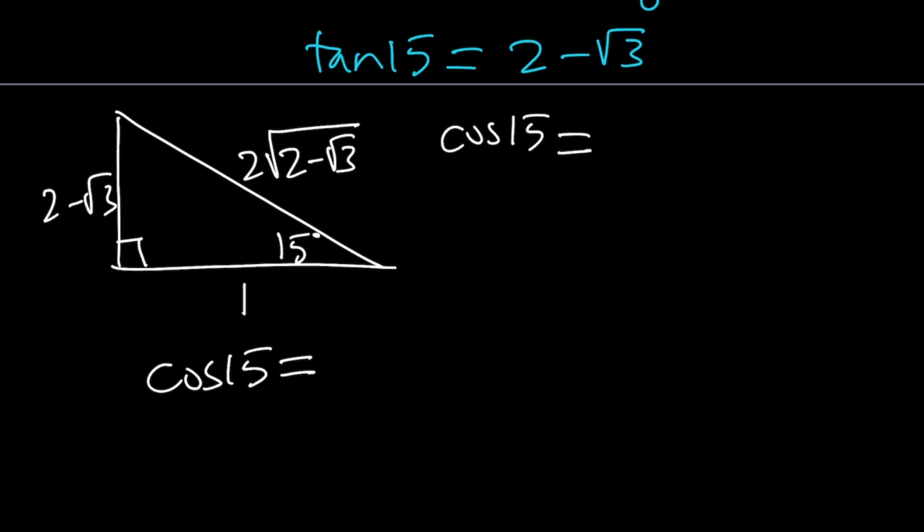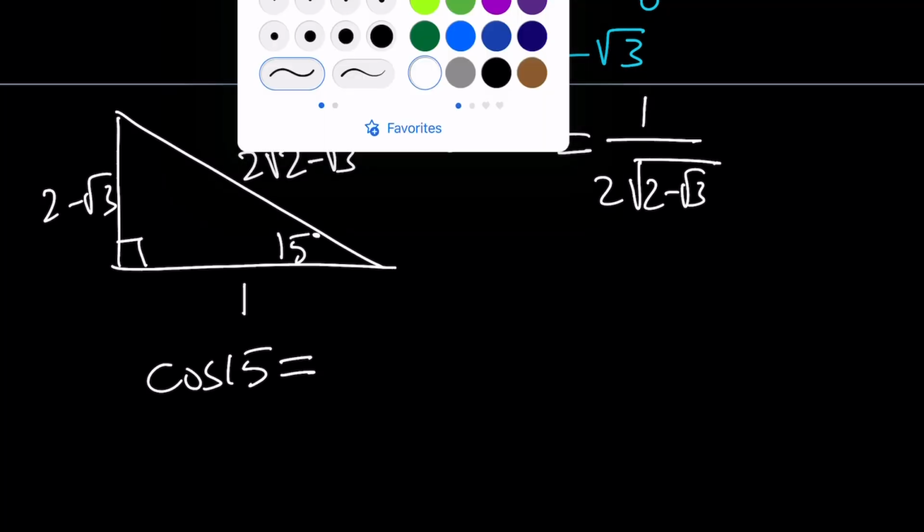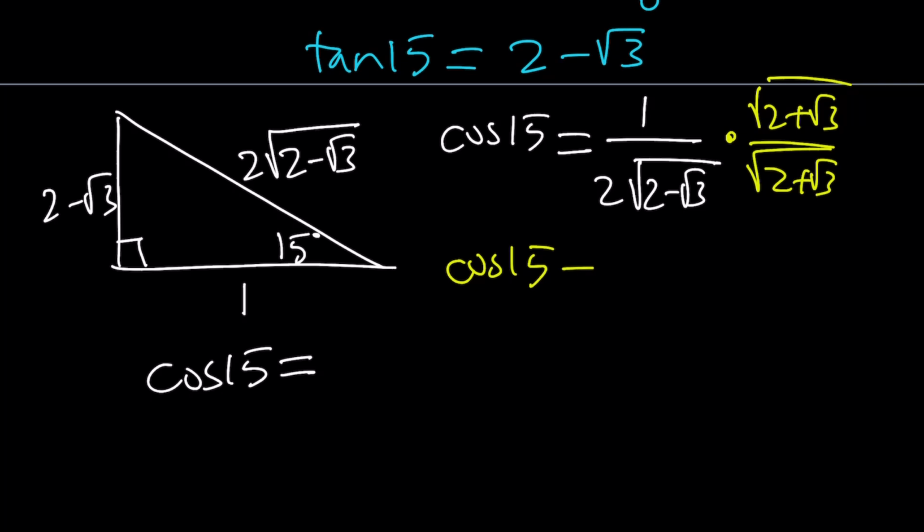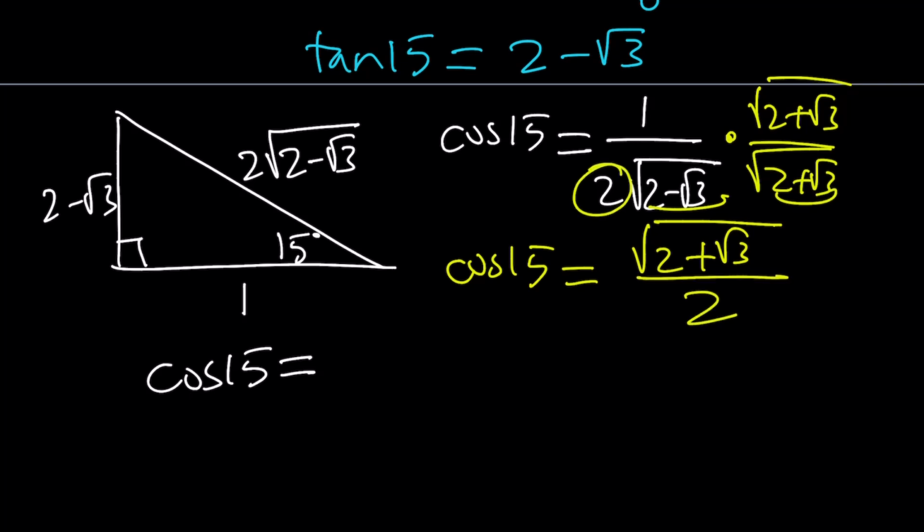Cosine 15 basically can be written as adjacent over hypotenuse, which is 1 over 2 times the square root of 2 minus root 3. And let's go ahead and do the same stuff we did before, which is rationalizing the denominators. So we're going to multiply this by square root of 2 plus root 3, and the same thing. Now cosine 15 from here becomes square root of 2 plus root 3, and at the bottom these two make 1, so we're going to end up with a 2. Okay, that is cosine 15.